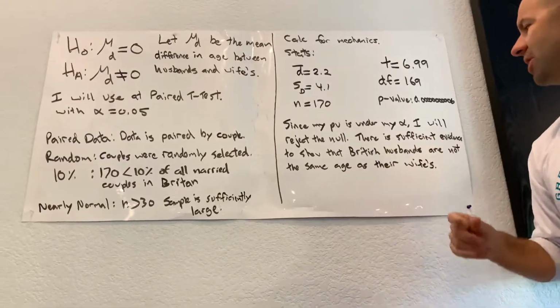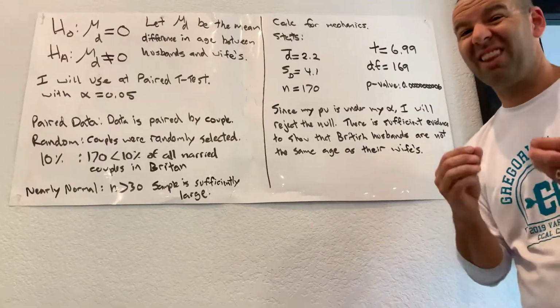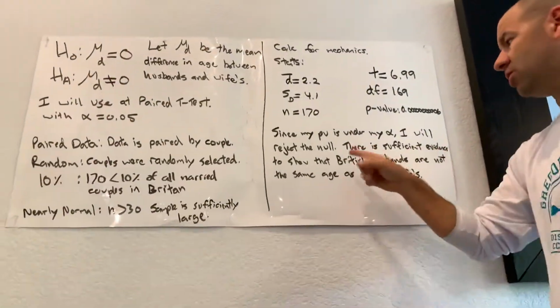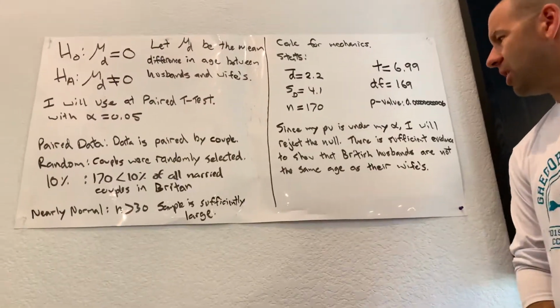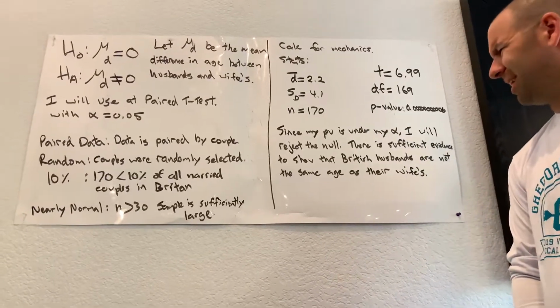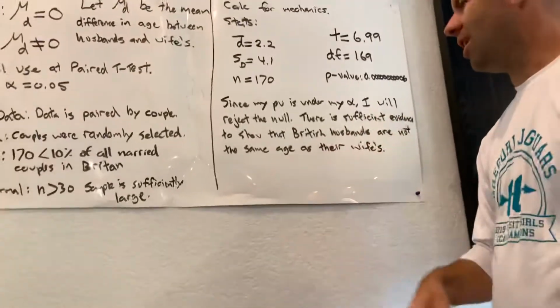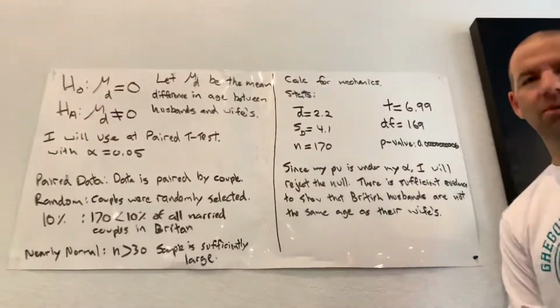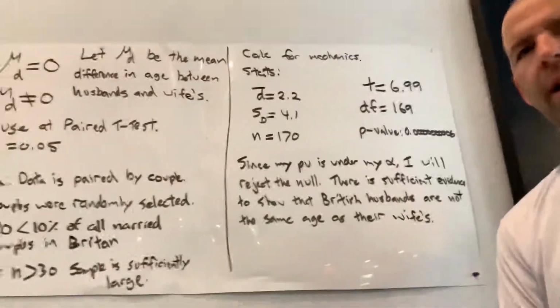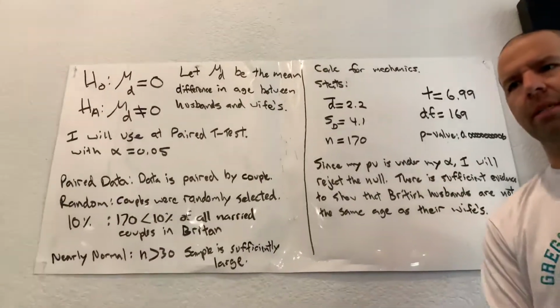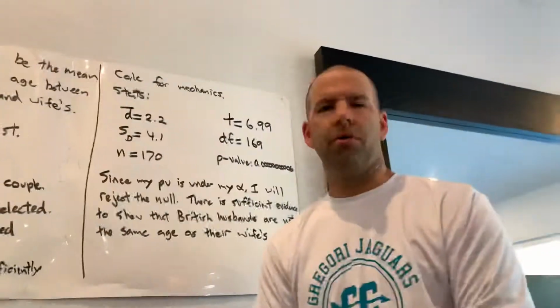There is sufficient evidence to show, this is going to sound a lot like chapter 24, okay? There's sufficient evidence to show that British husbands are not the same age as their wives. They are older, okay? So those British wives are basically going for the older men.